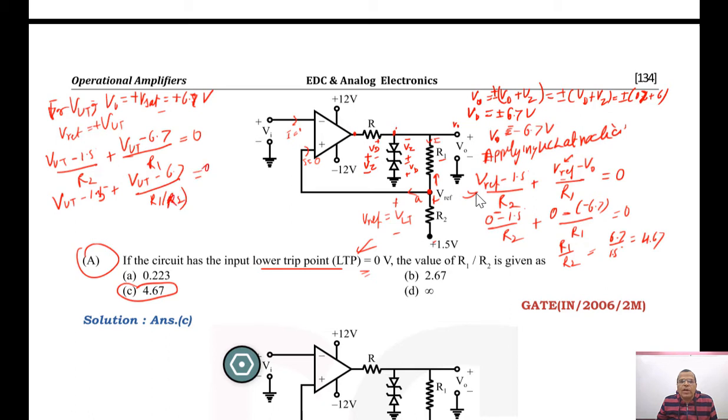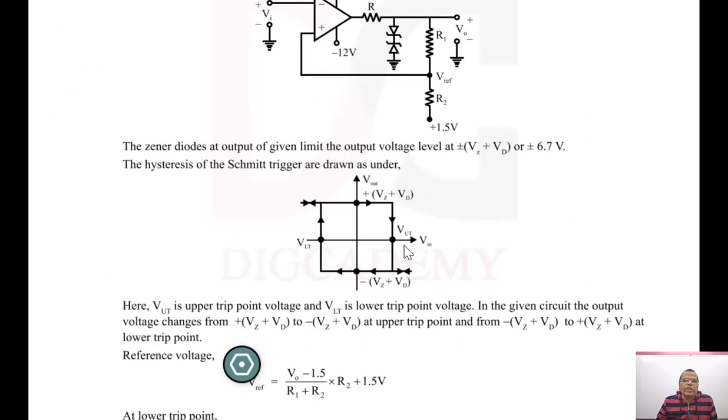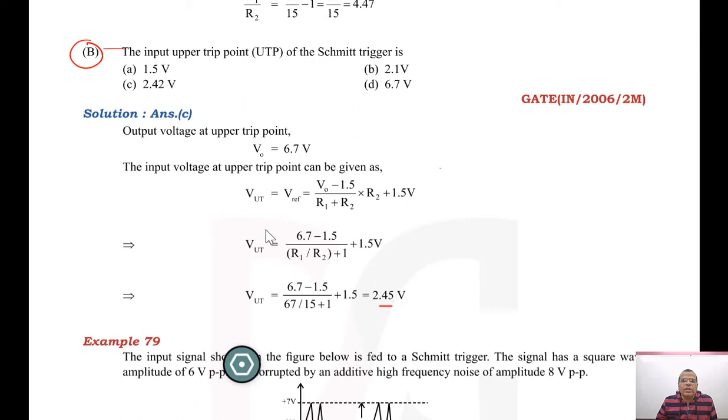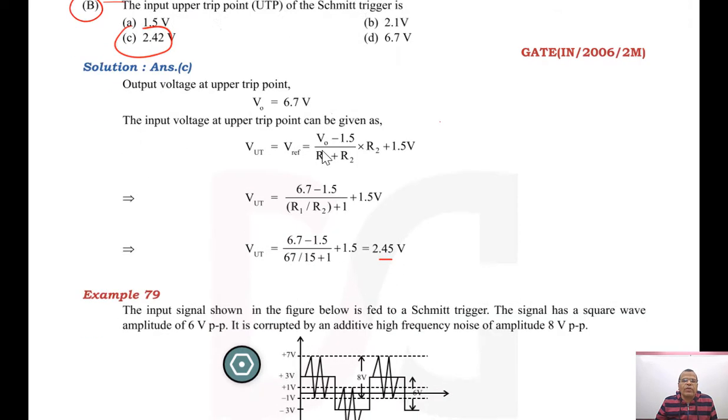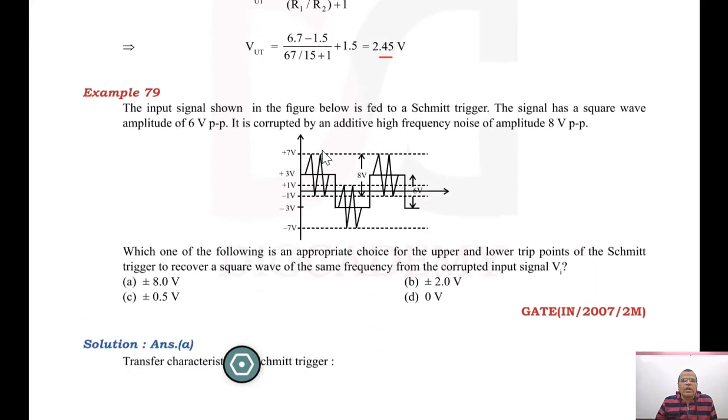R1 by R2 is how much? R1 by R2 we have already calculated, that is 4.67, that is equal to 0. And you can solve this equation, that gives me the upper threshold voltage. So let us come to the solution. I have solved the complete equation here, and the upper threshold voltage is 2.42 volt, which is the nearest value to the calculated value. Now let us see the next example.